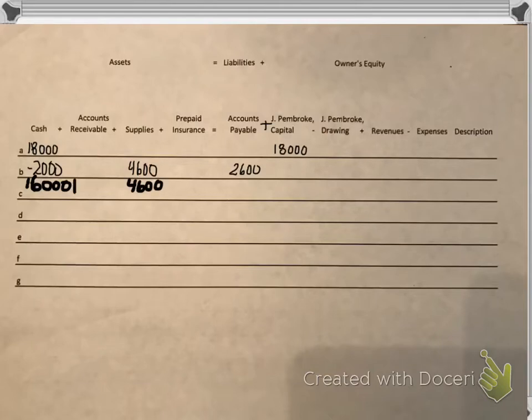So basically this is what we're looking at. Because accounts receivable is 0 and prepaid insurance is 0. So 16,000 plus 0 plus 4,600 plus 0. So our total assets at this point are 20,600. So here's our equal sign. I'm going to bring that down. And then we have the second half of the problem.